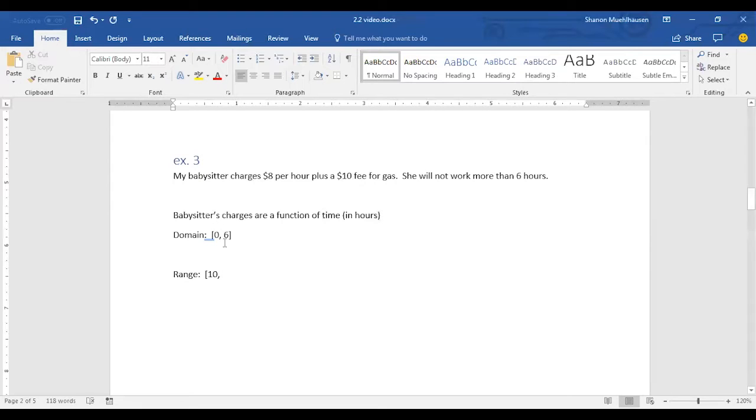Now we're going to look at the maximum. Say she spends a maximum of 6 hours at my house. 6 hours times the $8 per hour is $48, plus the $10 cleaning gas fee, $58 total. Because she will only work 6 hours, the maximum I can get charged is $58.